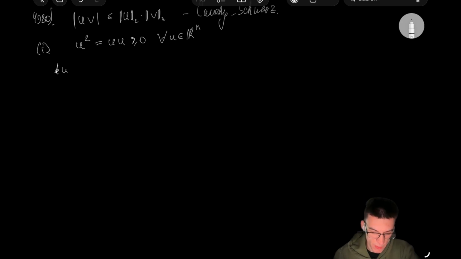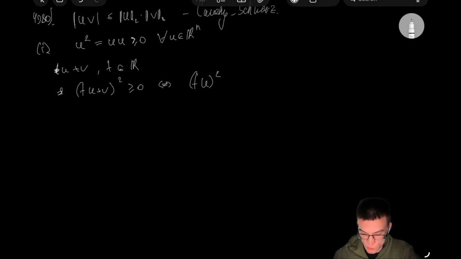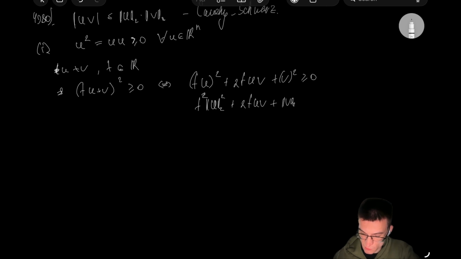Let's say we have a vector tu plus v, where t belongs to the real field, this is just a scalar. Then, based on our inequality, (tu plus v) squared is greater than or equal to 0, which is equivalent to saying that t squared u squared plus 2t uv plus v squared is greater than or equal to 0. Nice. What is this? This is essentially the second norm of u squared times t squared, plus 2t uv, plus the second norm of v squared, greater than or equal to 0.